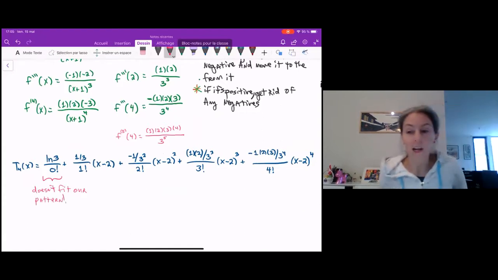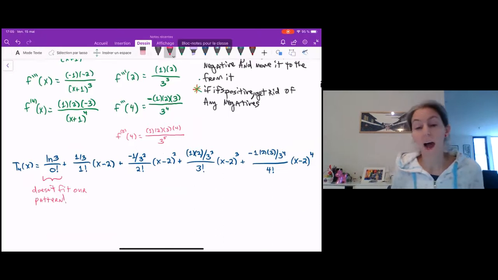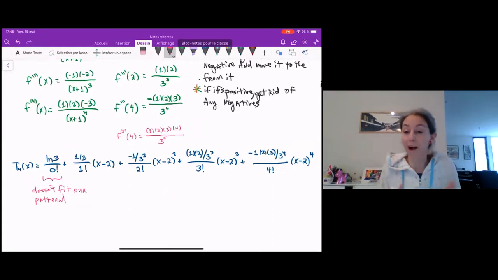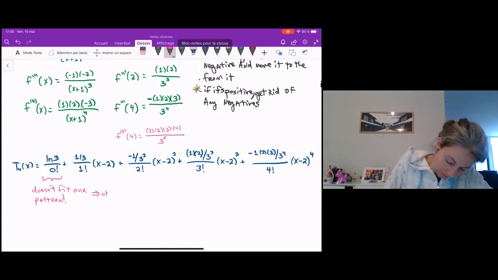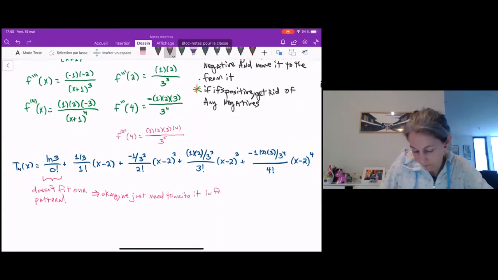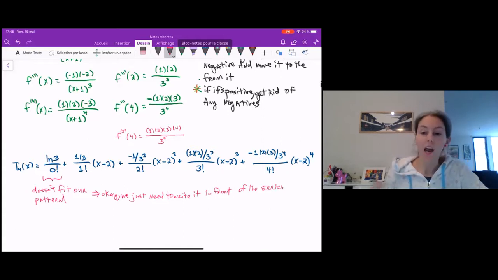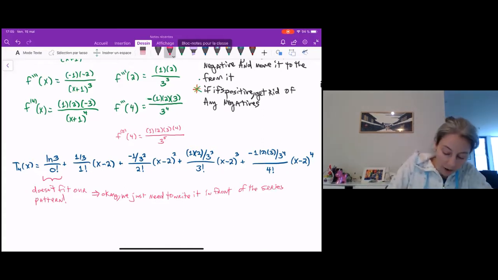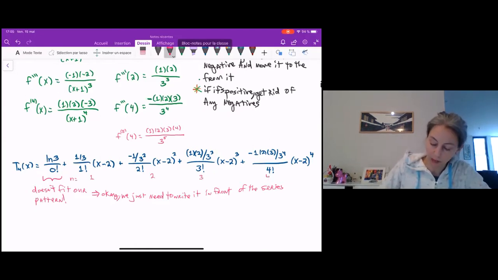That's okay. Sometimes when the first few terms have nothing to do with the pattern, we just have to write them out in front of the series. So this is okay. But what that means is that we're going to be starting the series not at n equals 0, but at n equals 1, and then 2, and then 3, and then 4.